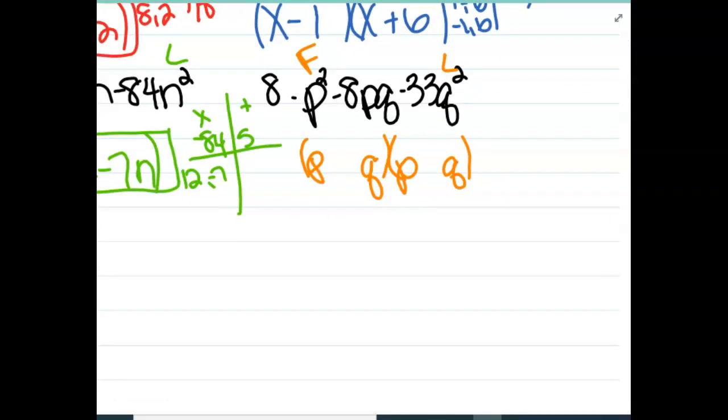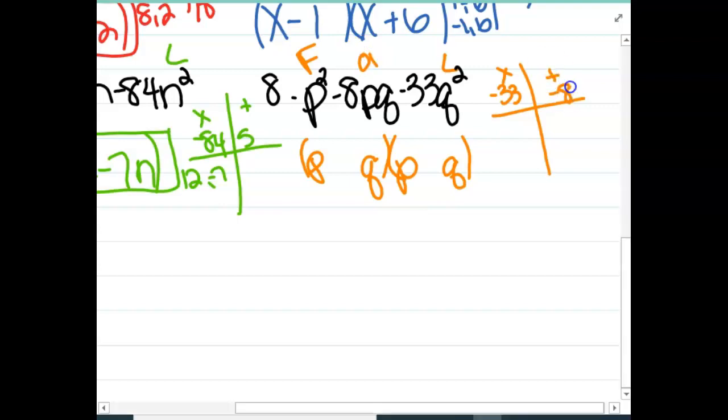Now that something q times something q needs to multiply to give me negative 33. And those same numbers, when you combine them together, are going to have to add to give me negative 8. What are some things that multiply to give me 33? 11 and 3. Now, one of them needs to be negative. If it's a negative 8, which one's negative? The 11. So it's going to be p minus 11q, p plus 3q.